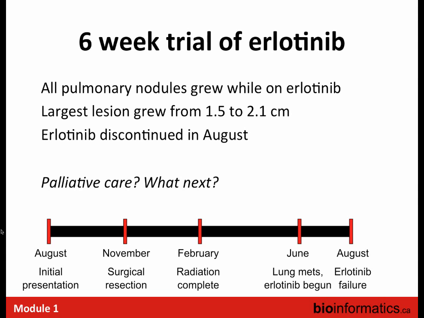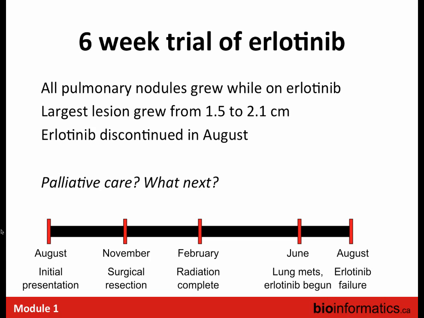No molecular data at all, so we didn't know if they were EGFR mutant or not. This was relatively early days. In this case, he had a 6-week trial of an EGFR inhibitor. We knew EGFR was expressed. All the pulmonary nodules grew on erlotinib, so all these lung metastases are growing. This drug is definitely not working. The largest lesion is growing from 1.5 to 2.1 centimeters. Discontinued that. So really, what's next?